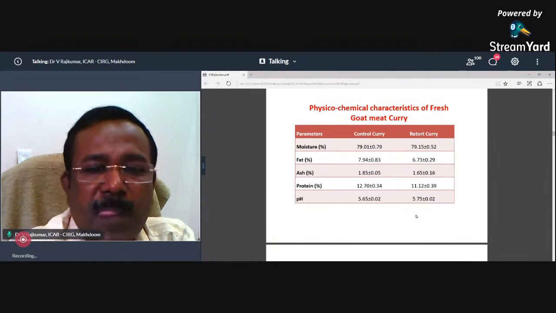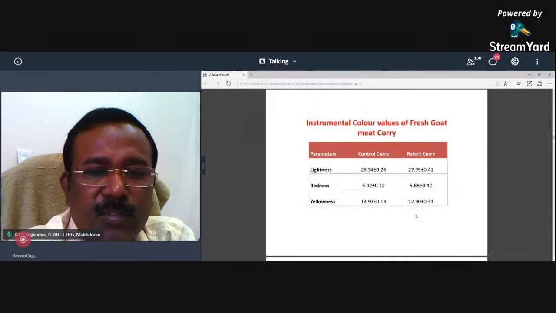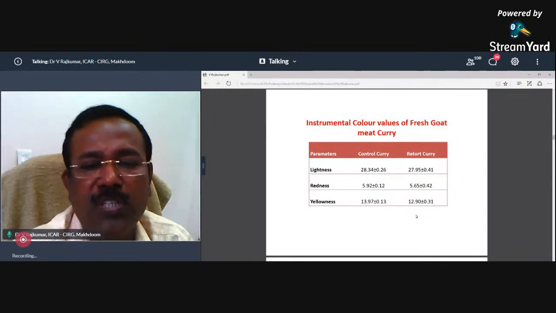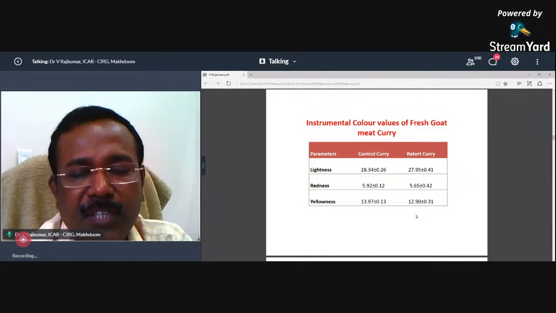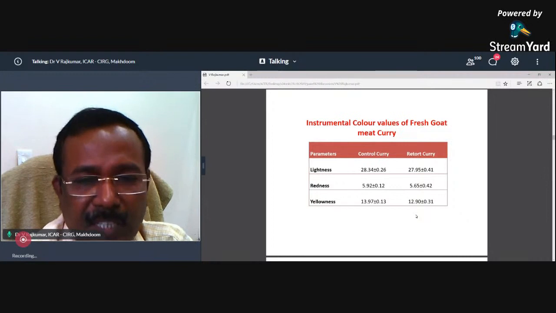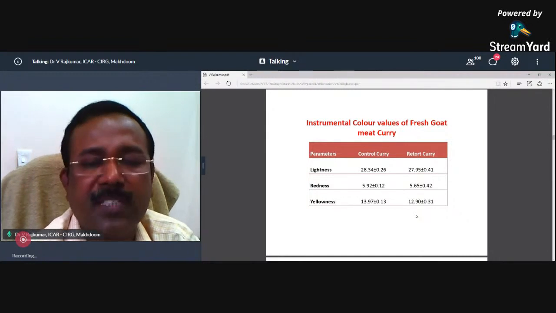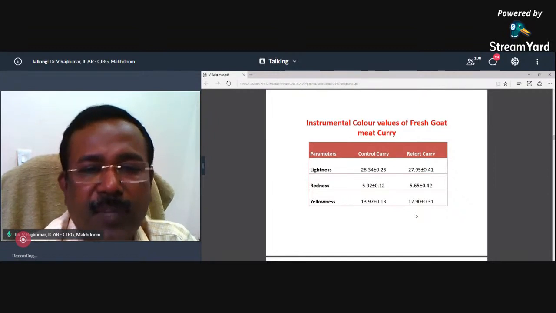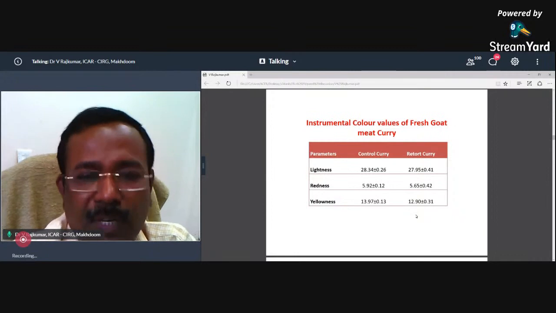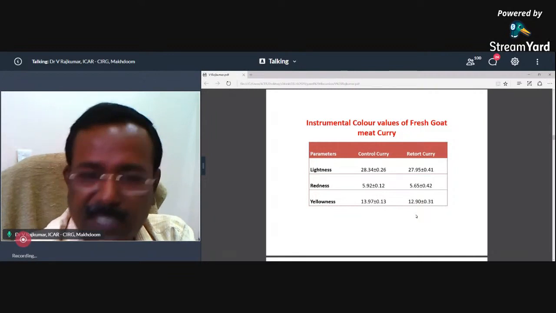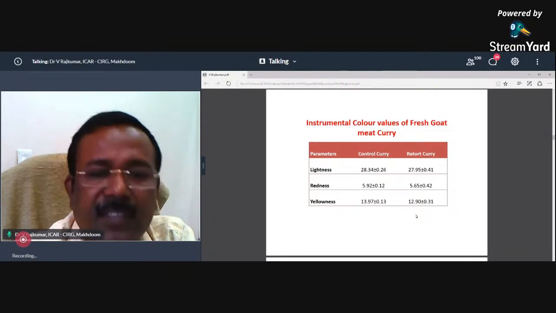Next, please. These are some of the instrumental values: lightness, redness, yellowness. Mostly we expect that whenever we do retort processing, the color values go down. Slightly it is going down because of the curry or spices we are using in the product. So much difference was not observed as far as the instrumental color values are concerned. So for the consumer, the retort products can be more acceptable. That's what we want to show in this slide. Next.